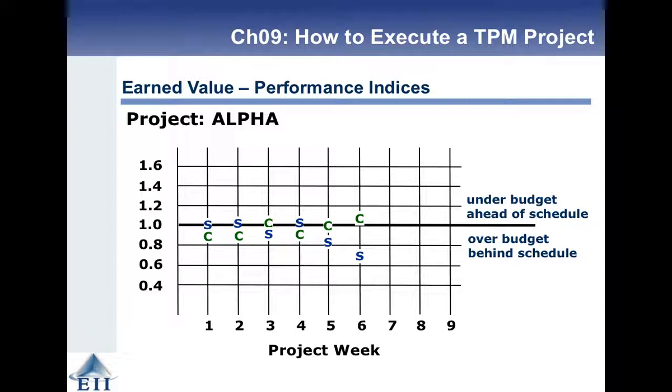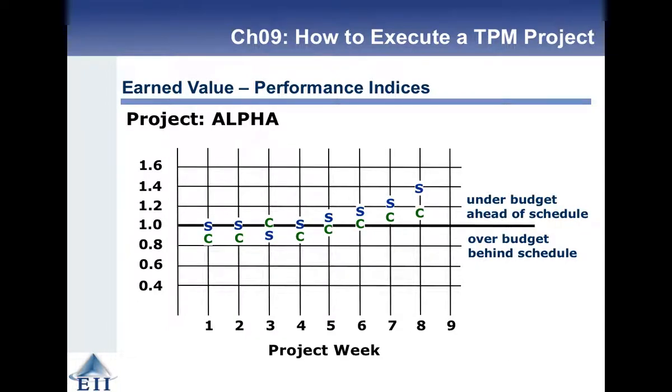So here are just some examples. We've got one that is exactly on schedule and on budget, and here we've got C under budget and ahead of schedule, and the S is over budget, or actually I suppose C is the CPI and S is the SPI. So C means we're under budget and S means we're behind schedule. And here we're both under budget and ahead of schedule at the end there, and here we're both over budget and behind schedule.